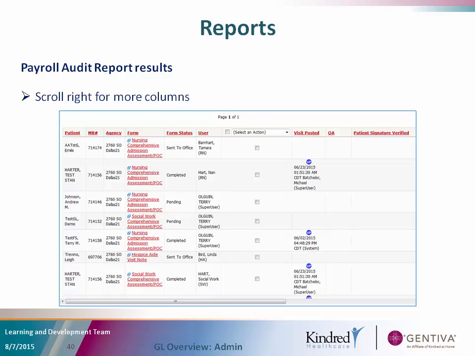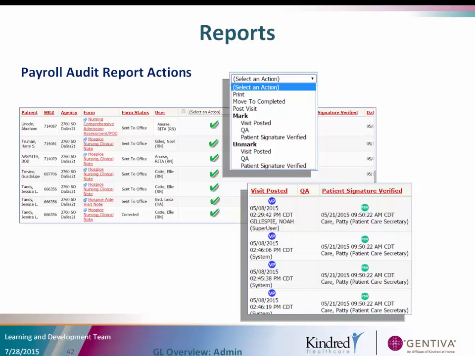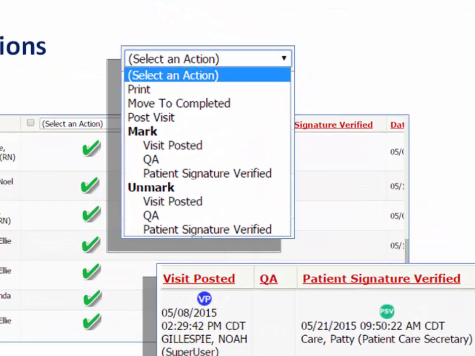Information entered on the time slip portion of the form displays in the report. During visit processing, the time slip information is verified for accuracy. Here you can see additional fields that will appear when you scroll to the right of the payroll audit report. Once the time slip information has been verified as correct, the forms are selected and the Select an Action drop-down menu is opened. The actions used in the payroll process are either move to completed or post-visit. When the action is selected, the system will automatically apply the mark VP for visit posted.